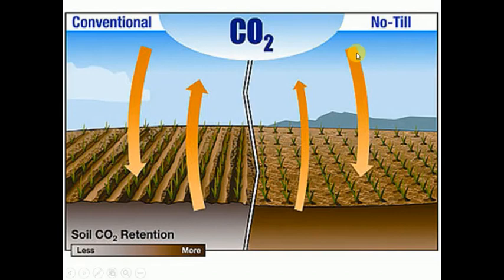But when it goes to no-till farming, more carbon dioxide is absorbed into the soil and less is released to the atmosphere. In that case, no-till farming retains more soil carbon compared to the conventional farming situation, which is advantageous for soil fertility enhancement and soil health.